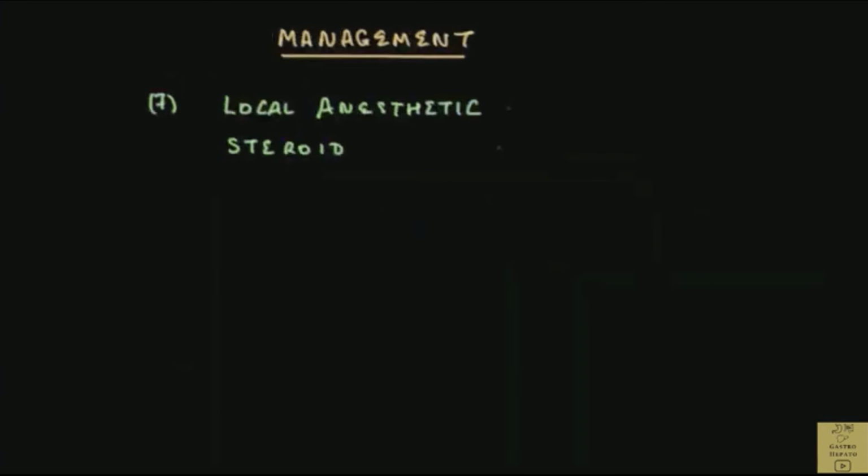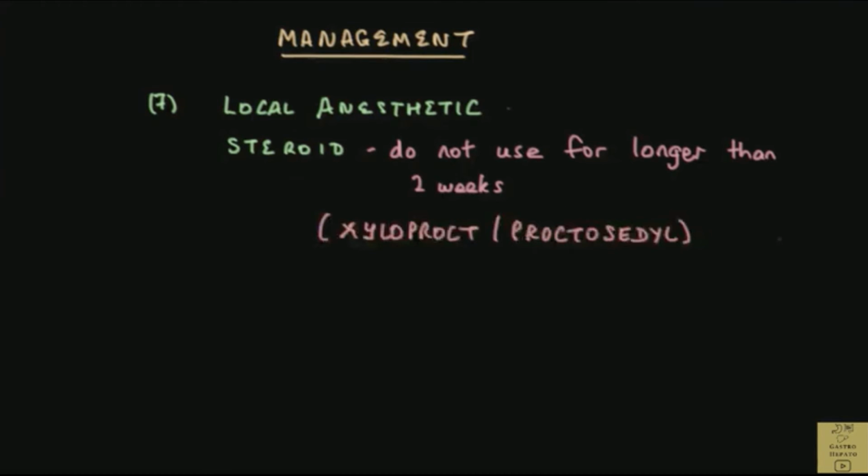An ointment or suppository containing a combination of a local anesthetic like lignocaine and a steroid might help. Local anesthetic will ease the pain and the steroid will reduce the inflammation. Apply before bowel movement or going to bed. It is advisable that steroids are not used for longer than 2 weeks because it might thin the lining of the anus, making it more susceptible to trauma. Examples of this combination medication include Zyloproct and Proctosedil.